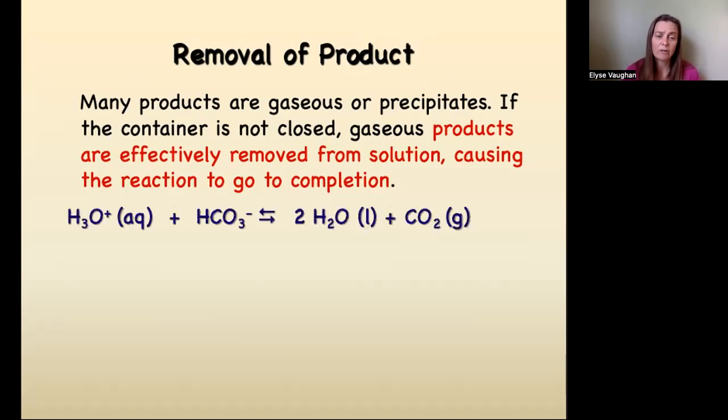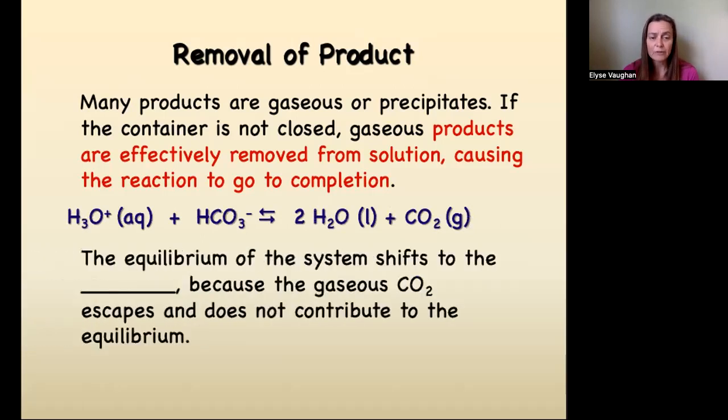So here where we have the hydronium ion reacting with the hydrogen carbonate ion, or the bicarbonate ion, it's going to form water and carbon dioxide gas. If our container is not closed, that carbon dioxide gas is going to leave. So that's going to keep causing this reaction to shift to the right. And that's going to mean that this reaction is going to go to completion. Now, if this happened in a closed container, that wouldn't be the case. So the equilibrium of our system is going to continuously shift to the right because the gaseous carbon dioxide is escaping and therefore does not contribute to that equilibrium.